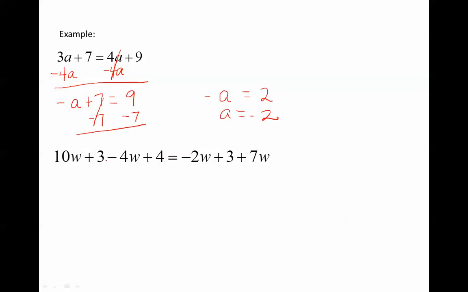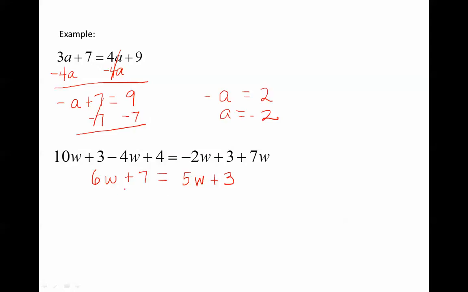What you need to do in this type is simplify each side first. Now you don't do the opposite here. Like I wouldn't add 4w. I'm just going to put the 10w and then minus 4w together to give me 6w. The 3 and the 4 together to give me 7. And then over here on the right hand side I can combine the negative 2w and the 7w, which is 5w. Bring down your plus 3.